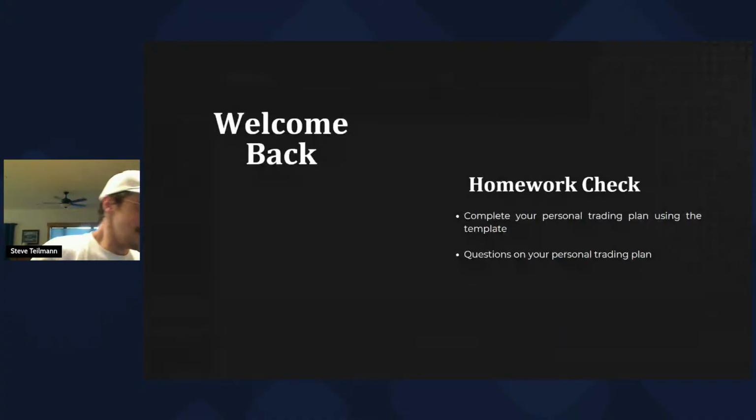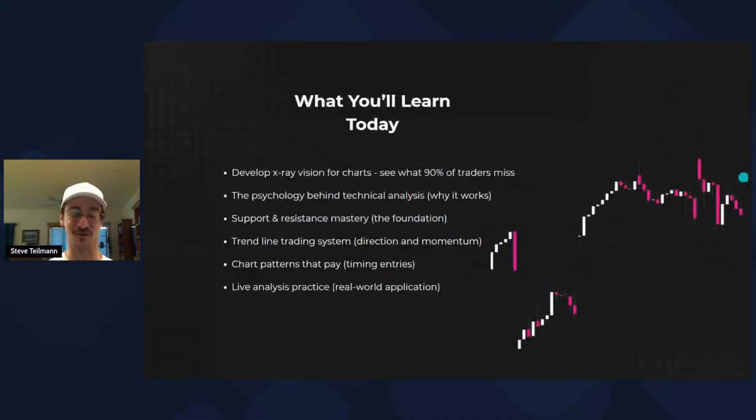So now that we've gotten the boring stuff out of the way, we're going to get into the good stuff here. Today we're going to learn a bunch of stuff. We're going to learn how to develop X-ray vision for charts. We're going to be able to see what, let's call it, 90% of traders have trouble seeing in terms of identifying these basic concepts, but in a more nuanced way, in a way that's actually more applicable to consistent profitability. Because remember, that's what we're all about here. We're building a system for consistent profitability.